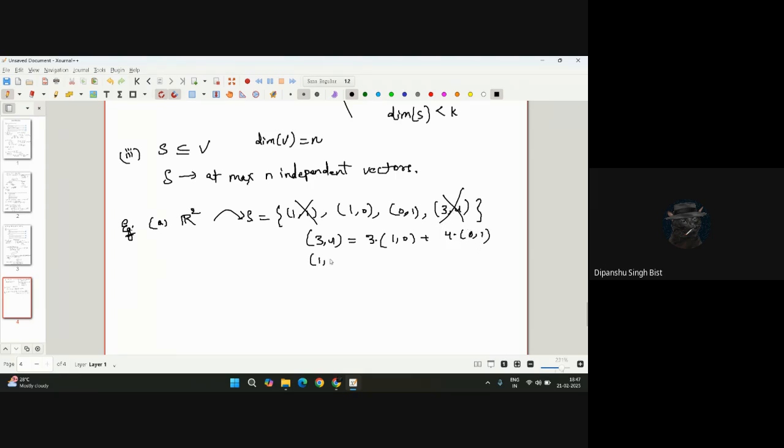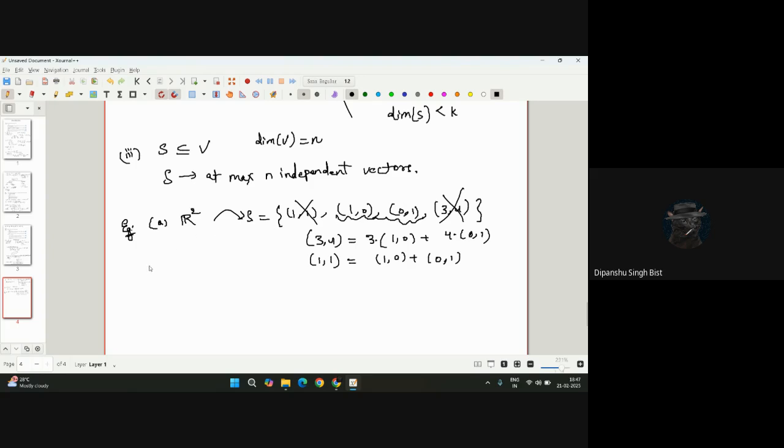Then (1, 1) could be represented as (1, 0) plus (0, 1). So again, it is dependent on (1, 0) and (0, 1), so I removed it as well. But now (1, 0) cannot be represented by any linear combination of just (0, 1), and (0, 1) cannot be represented by any linear combination of (1, 0). So now these two vectors are independent. So what I saw was, if I take any set, at max I can have only two independent vectors.